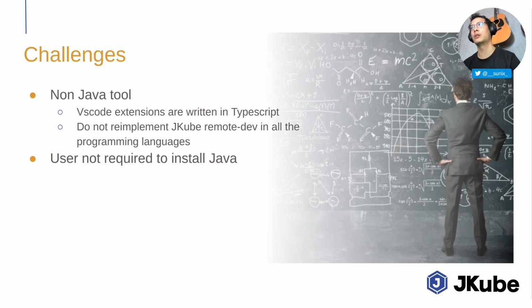All the tools may not have been written in Java. So reusing, for instance, the JKube remote dev as a library would be great for maintenance purposes, but it could be a challenge. For instance, VS Code extensions are written in TypeScript, and I'm not sure that we want to write another implementation of the remote dev feature in other languages like TypeScript. Also, it would be great if the user were not required to install Java to have the remote dev feature working.